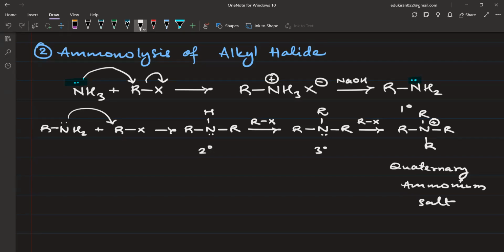Some of the 1 degree amine which attacked on the alkyl halide will form 2 degree. Now again in 2 degree, there will be something which will find alkyl halide and the others will not find alkyl halide. So from 2 degree, you will form 3 degree. So there are some 1 degree, some 2 degree, some 3 degree, and some quaternary ammonium salt in this process. We are not getting any one product, we are getting a mixture of product. That is why it is not a preferred method of preparation.